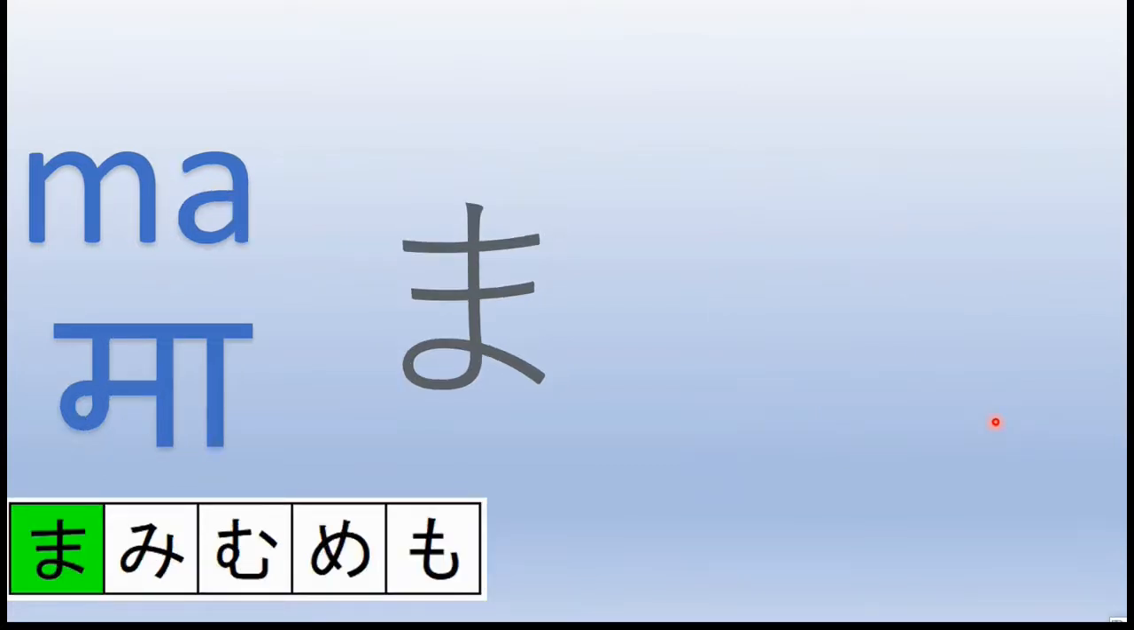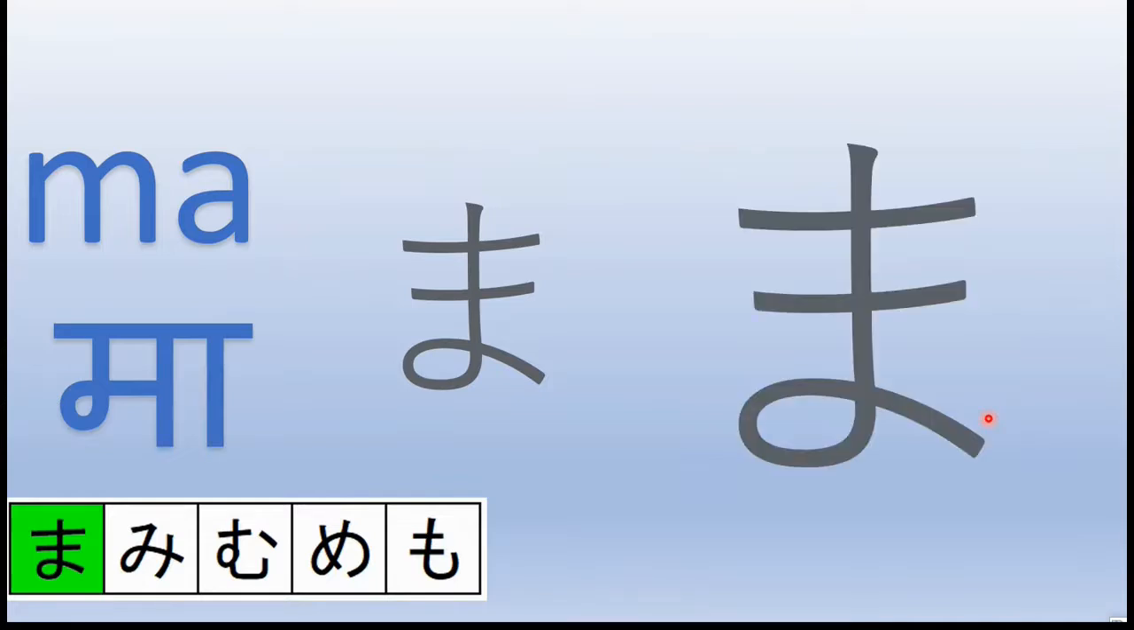The next line is the line of ma sound. So the first is ma. Ma is written like this. First, a horizontal stroke, then the second horizontal stroke. But if you watch carefully, the second stroke is a little shorter than the first one. And this is the third stroke, similar to the ho one. So this is how we write ma.